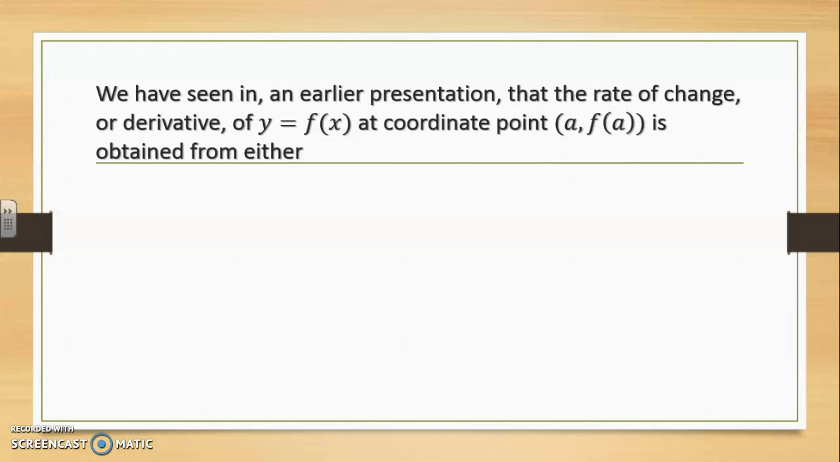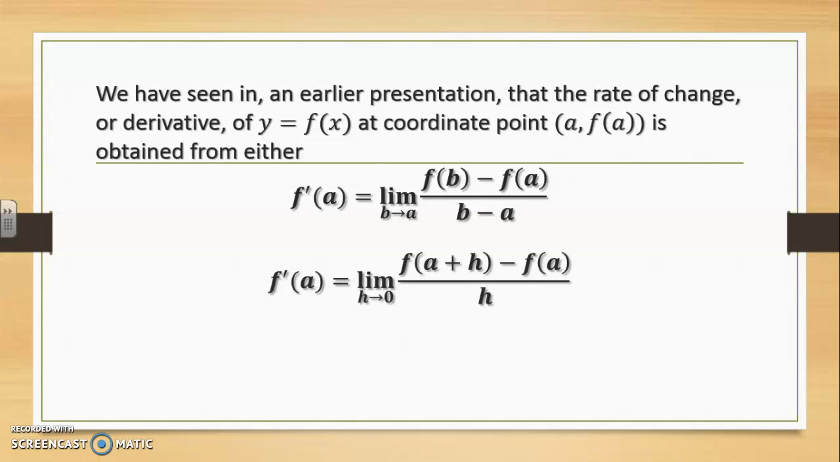As we've seen in earlier presentations, the rate of change, or if you prefer the derivative, of a function f of x at coordinate point a, f of a, is obtained from using either this first limit definition, which takes into account the change in height, f of b minus f of a, over the change in x, b minus a, as we let b head towards a.